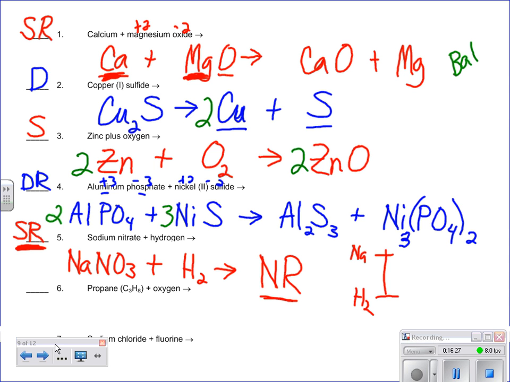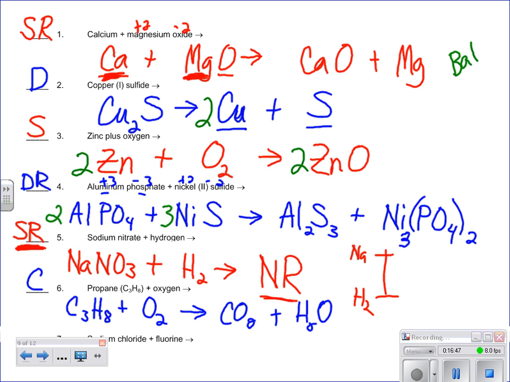Okay, next one. We have propane, which is C3H8 plus oxygen. So that looks like a combustion reaction. What are my products going to be? Good. So always the same: CO2 plus H2O. And we come back and we balance.